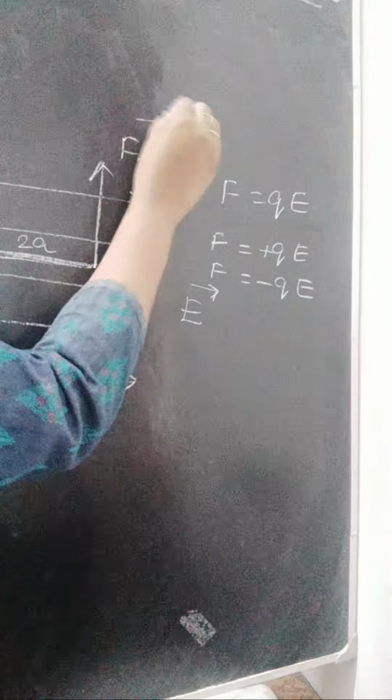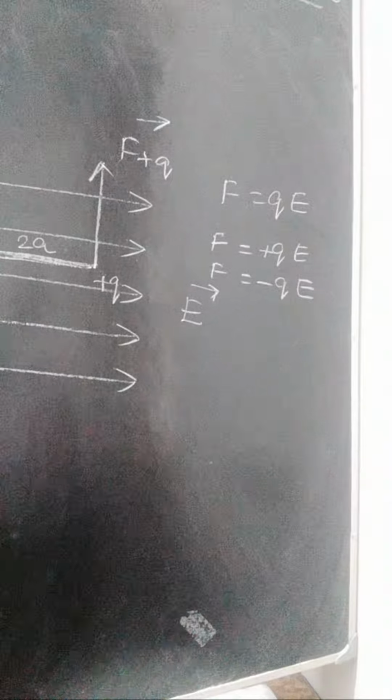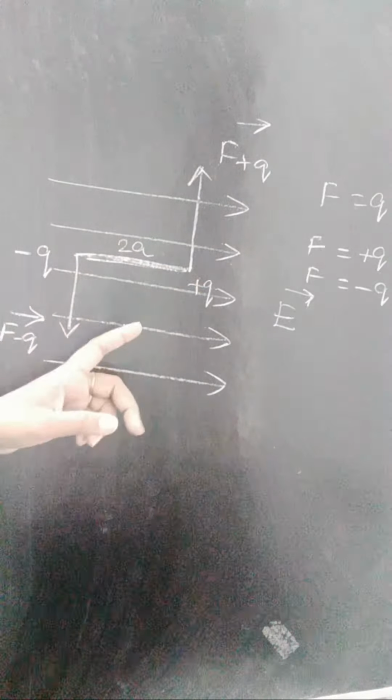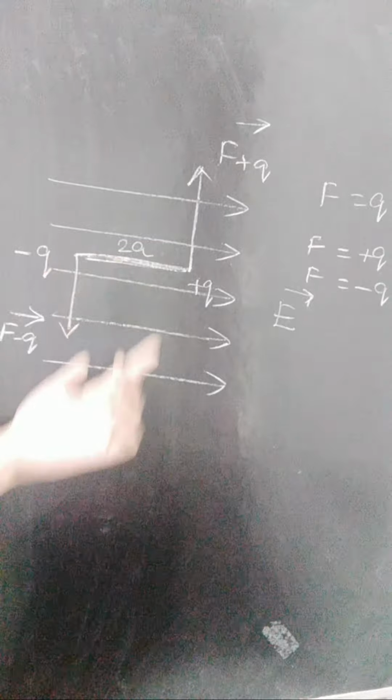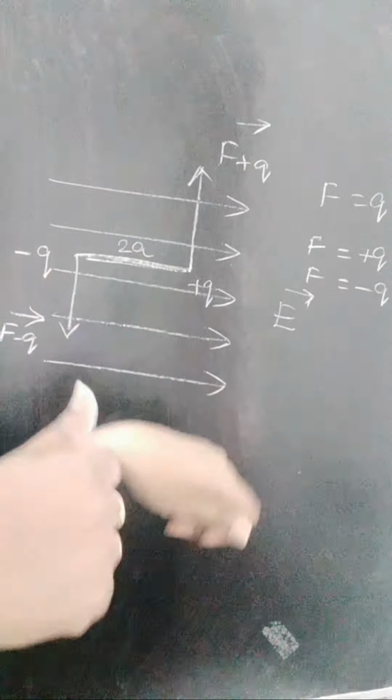Clear? Why am I taking opposite? Two equal and opposite forces. Equal in magnitude, but they are acting opposite to each other because the charge values are opposite. Charge values are opposite, so the force values are also opposite. So when two equal and opposite forces are acting, they will induce a couple.